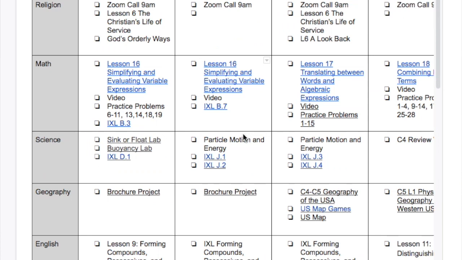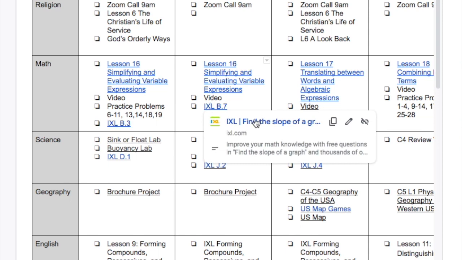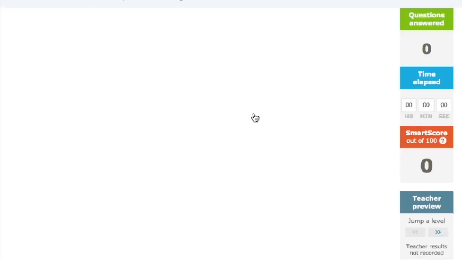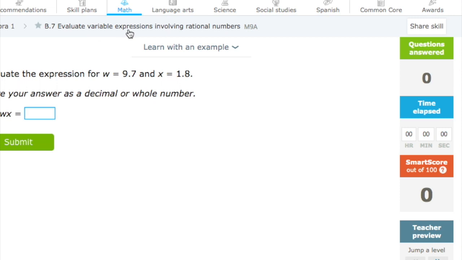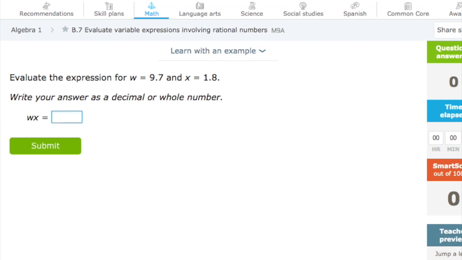Now the next part of our second portion in lesson 16, after you've watched Mr. Shane's video, is to go to IXL B.7. If I open that up, it should bring you to a page that says B.7, evaluate variable expressions involving rational numbers. Let me move this over so that you can see this portion that we're working on, in which we're going to take the variables that they give us and then plug in those values. Here with rational numbers, you're going to have different types of decimals, fractions, and maybe even exponents to use to solve these.